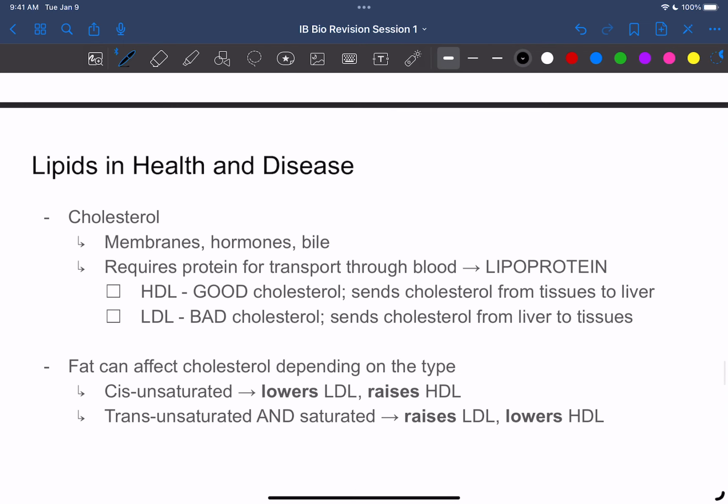Okay, now that we know how triglycerides basically work, we're going to talk about their relevance in health and disease. And this is all going to come through the perspective of cholesterol. What is cholesterol? Well, cholesterol is a steroid, and it looks like this. You don't need to know how to draw it. Don't even worry. This right here is cholesterol.